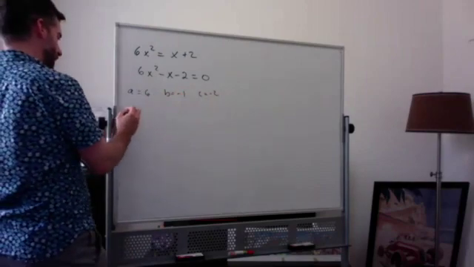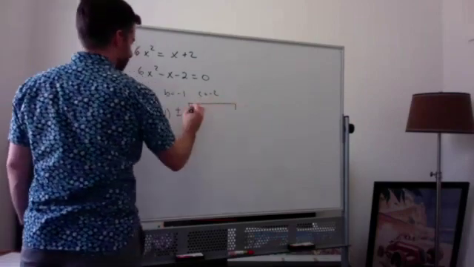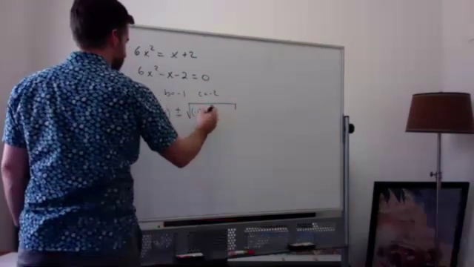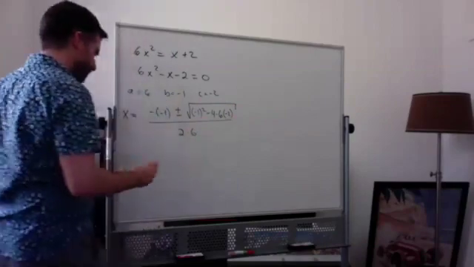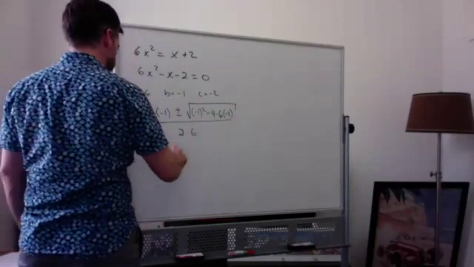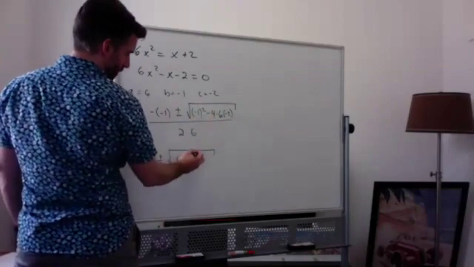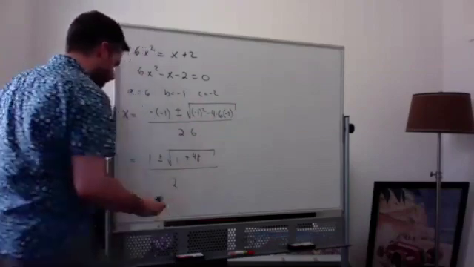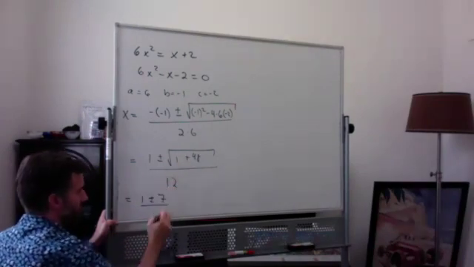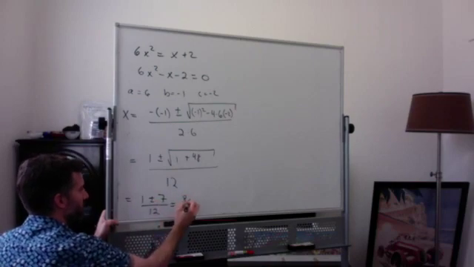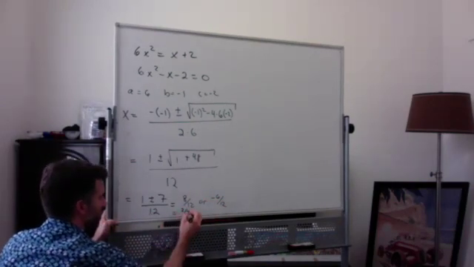So using the quadratic formula, I'm going to get x equal to negative 1 plus or minus the square root of negative 1 squared minus 4 times a, which is 6, times c, which is negative 2, all over 2 times 6. So that's going to be 1 plus or minus the square root of 1, and then negative 4 times 6 is negative 24, times negative 2 is positive 48, all over 12. And so this is 1 plus or minus the square root of 49, which is 7, all over 12. So you get 1 plus 7, so 8 over 12, or 1 minus 7, which is negative 6 over 12. And that reduces to 2/3 or negative 1/2.